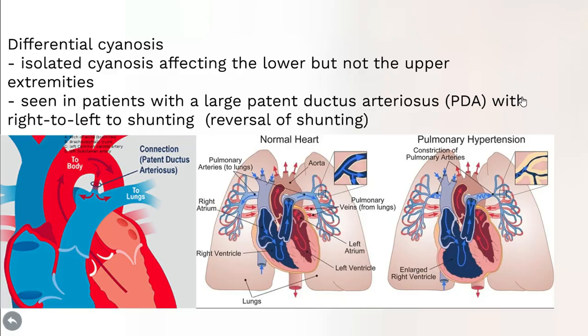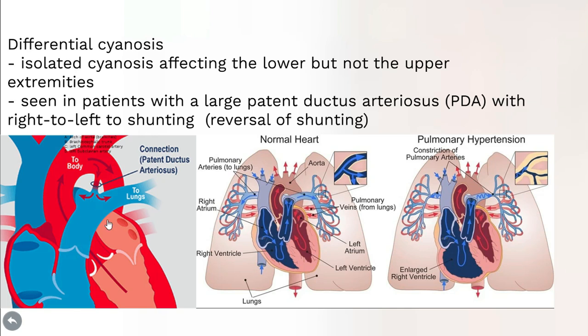Differential cyanosis is the bluish discoloration of the lower extremity but not the upper extremity, and it is usually present in a patient with a PDA with a reversal of shunting. As you know, the PDA is a connection from the pulmonary artery to the descending aorta. So since there is a higher pressure at the aorta, the flow normally is from the left to the right side of the heart, which is the pulmonary trunk.